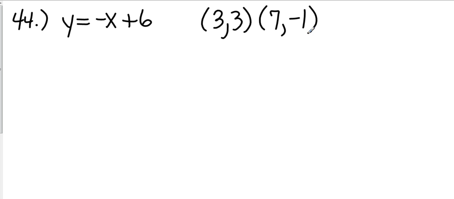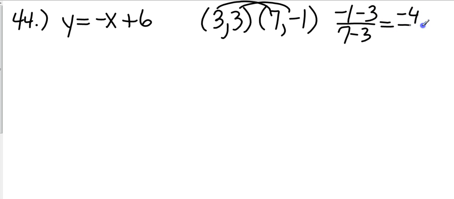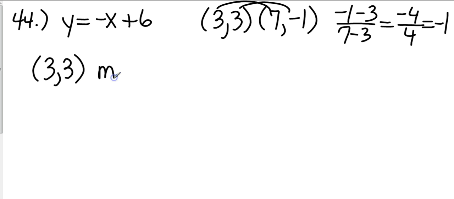And the first thing we want to do is find the slope. Connect the y's, connect the x's. So we've got negative 1 minus 3 all over 7 minus 3. So that's going to give us negative 4 over 4, which is negative 1. So I'm going to pick the point 3, 3, and I'm going to use my slope that I just found, which is negative 1. And I'm going to substitute it into this equation.